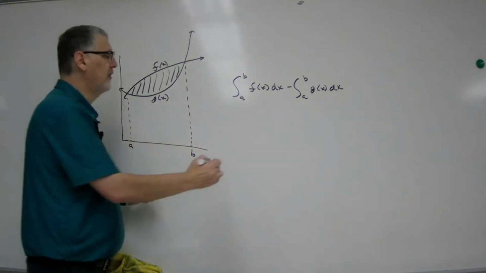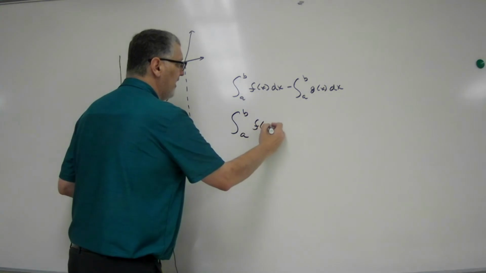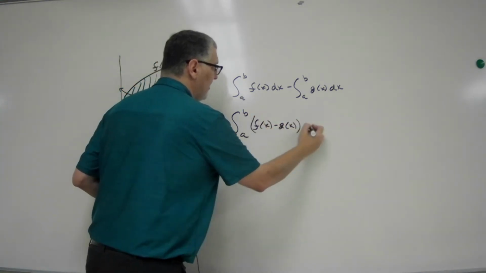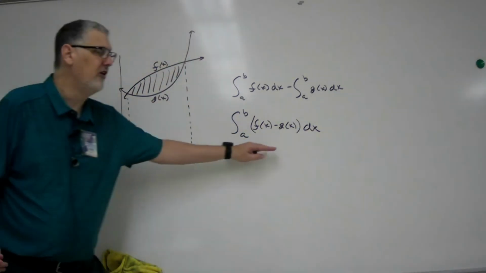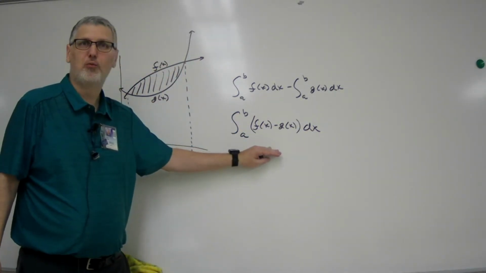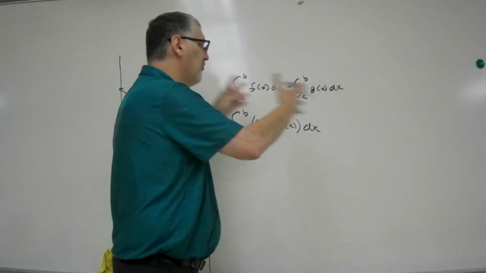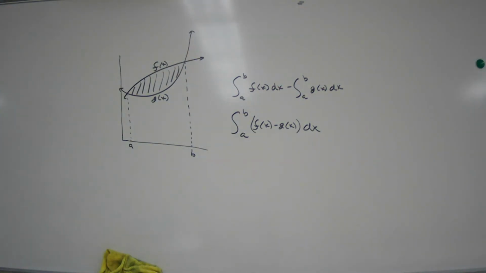Well, then can't I just rewrite this as the integral from A to B of f of x minus g of x? Yes. Because didn't we split these before? Before we have this and we would split it. Here we have this and we just put it back together. And that's it. That's how you would find the area between the curves.